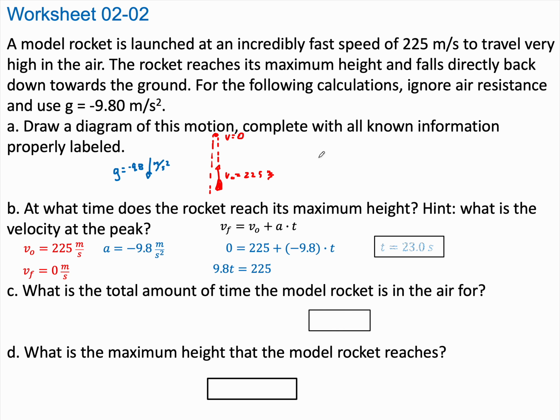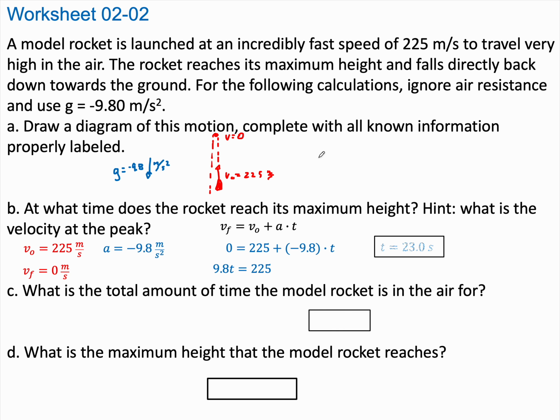You could have also figured out at what time its velocity was -225. There's a bunch of different ways of solving this. D, what's the maximum height? Well, there's a bunch of different ways you could solve this one as well. I'm going to use this one because we know the final velocity at the top is 0.